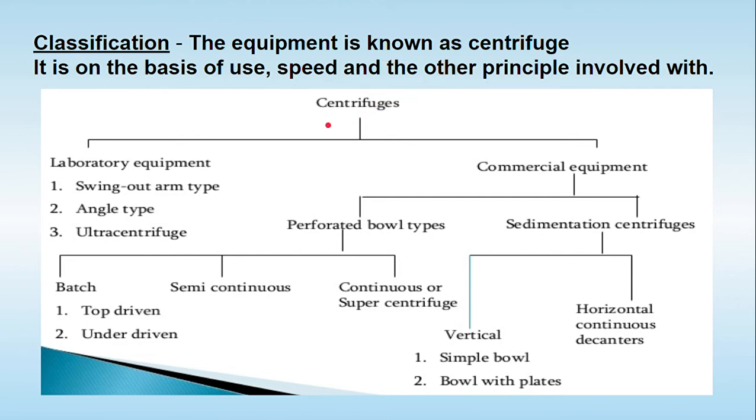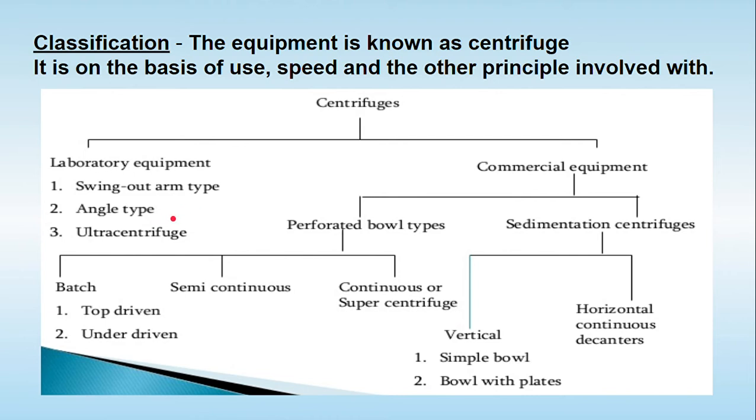Basically I can broadly classify the centrifuge into two categories. The first one is called laboratory equipment, which is generally used at the laboratory level, while the other is called commercial equipment. The laboratory equipment, depending upon the design of the rotating arm, as well as how the separating element, basically the test tube, is attached to that rotating part, may be of either spin out type or the angle type.